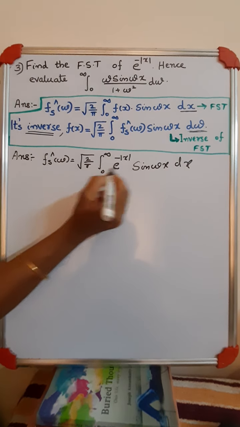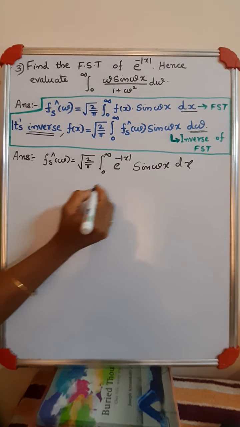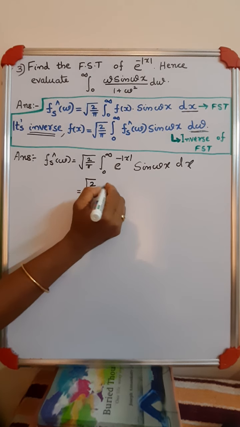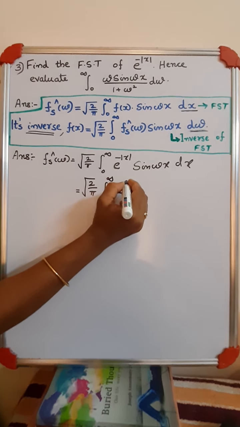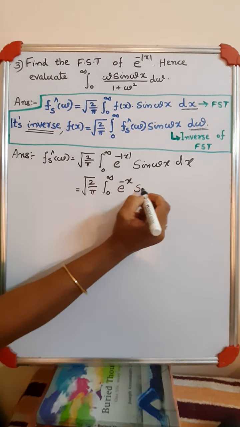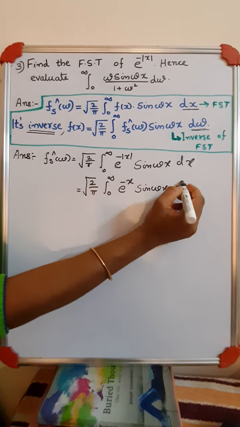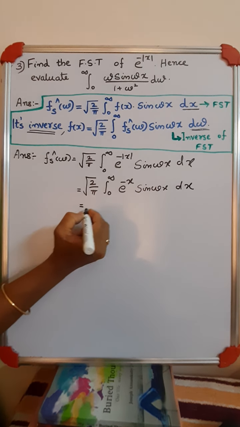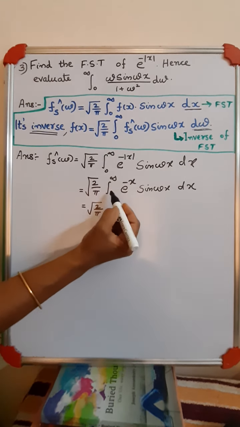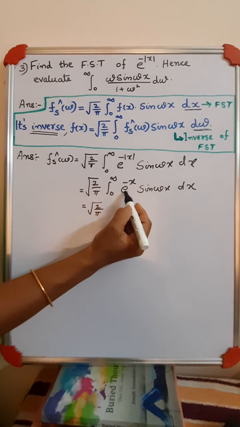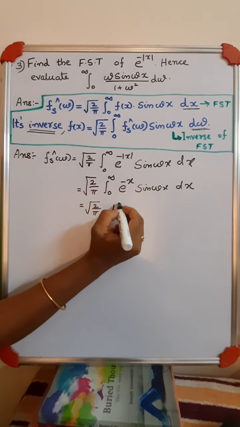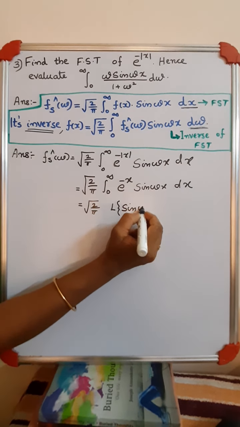Limit is 0 to infinity. That means for all positive values of x. We know that what is mod x? Root of 2 by pi integral 0 to infinity e raised to minus x, because mod x equals x itself when x is positive, sine omega x dx, and that is equal to root of 2 by pi. Then we can compare this result with the Laplace transform. The limit is from 0 to infinity, then e raised to minus x sine omega x dx. This is actually Laplace transform of sine omega x.